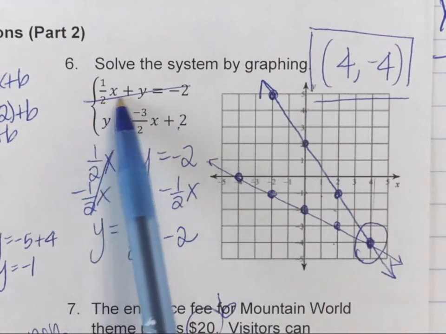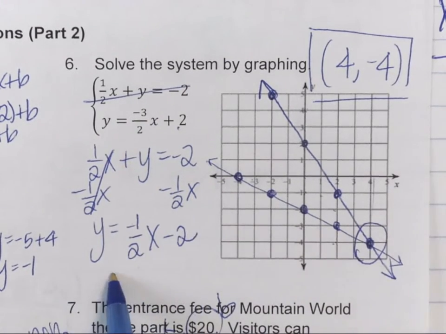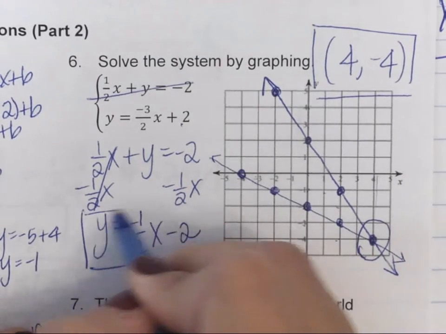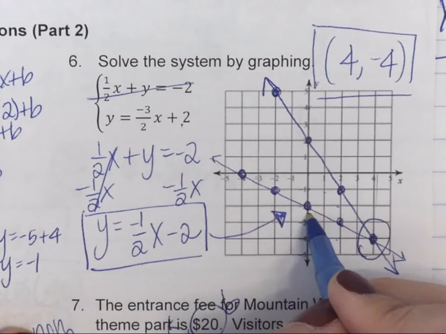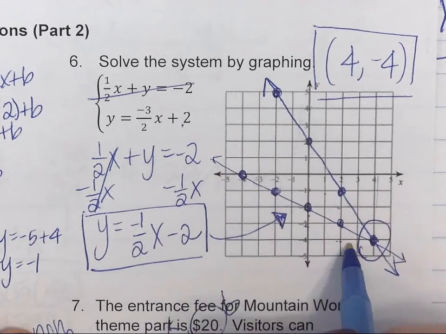Okay, so we first put this equation in slope-intercept form by subtracting 1/2 x on both sides to get this equation: y equals 1/2 x minus 2. So that one we graphed right here. It's got a y-intercept of -2, and we're going to go down 1 and right 2, and up 1 and left 2 to get that line.